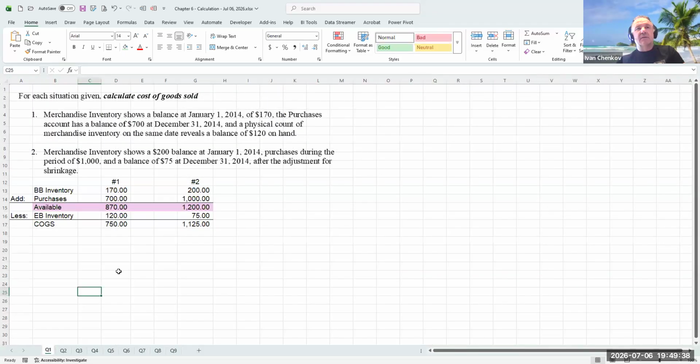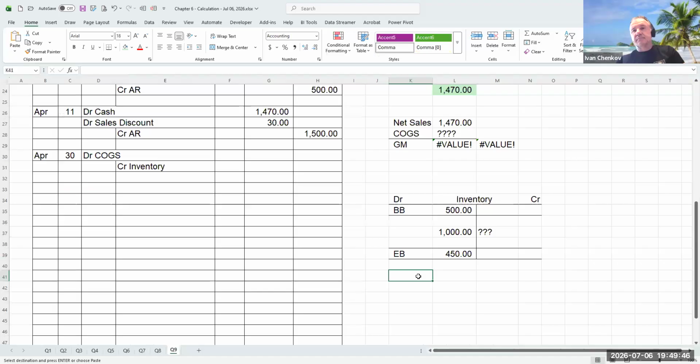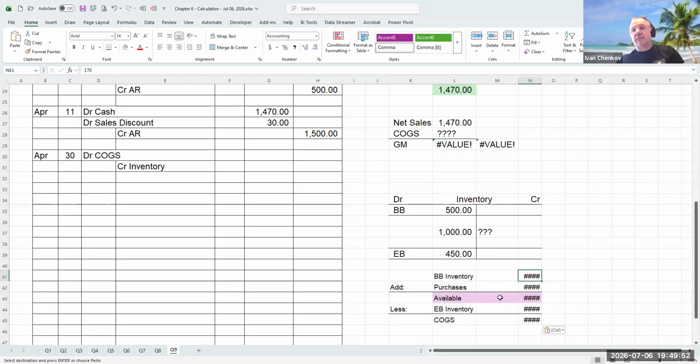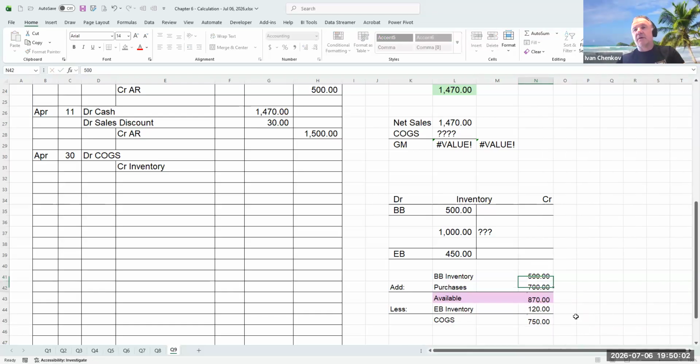If you remember question 1, we get the beginning inventory plus the purchases, it's going to give us goods available, minus ending balance inventory is going to give us cost of goods sold. So what we have to do, we just have to change the numbers. Beginning inventory is 500, purchases 1,000, 1,500 available minus the ending balance 450. Our cost of goods sold is $1,050. That's how simple it is.